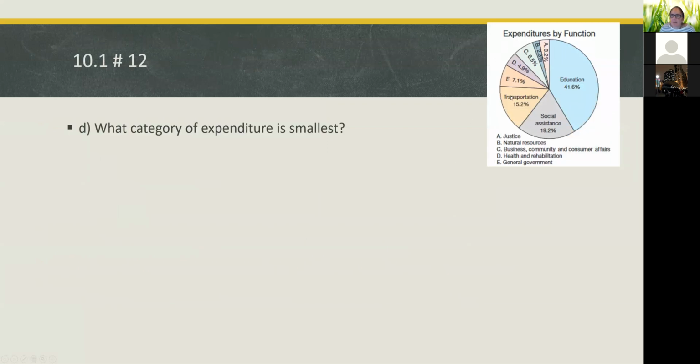Here's the graph for expenditures. It says what category of expenditure is smallest. That's going to be this darker blue section, which is letter B. That's natural resources.